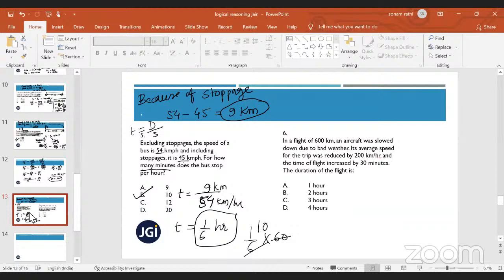Okay, next question. Question number 6. In a flight of 600 kilometers, an aircraft was slowed down due to the bad weather. Okay, so there's a flight. How much distance does it need to travel? 600 kilometers, but the aircraft was slowed down due to bad weather. Its speed for the trip reduced by 200 kilometers per hour, and the time of the flight increased by 30 minutes.